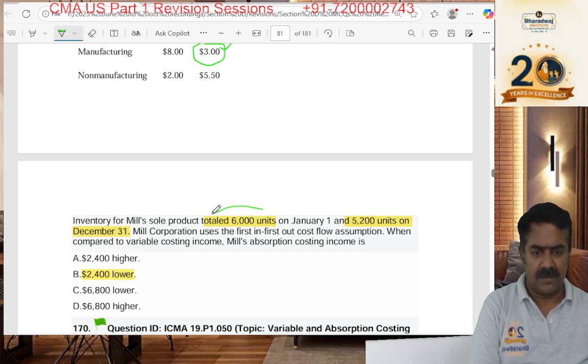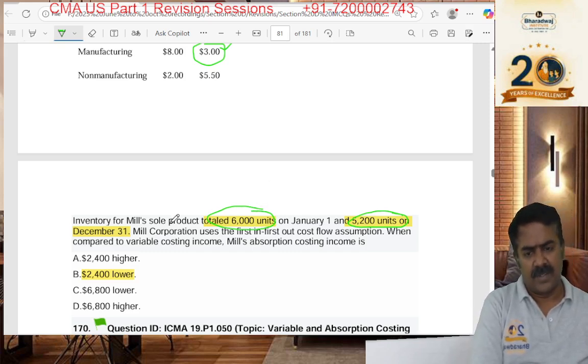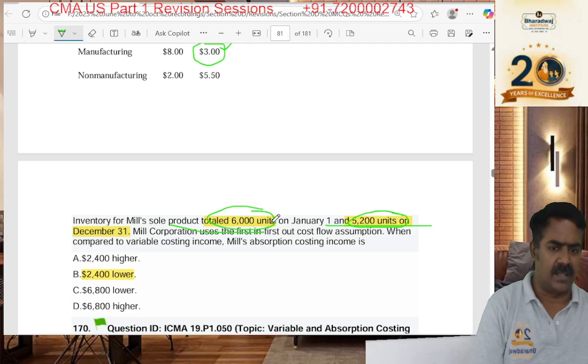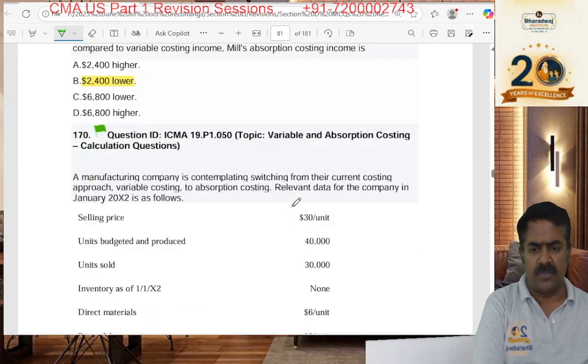Any doubt in it? Suppose there was any opening stock valued at a different rate, there could have been a difference in stock. Otherwise, no such difference. They have given stock. Your closing stock is less than opening stock. Sales is more than production. So your absorption costing profit will be lower.